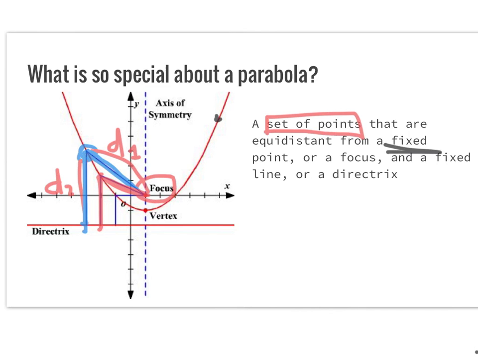It's fixed. We can never change it. So this is from this focus point, a fixed point. I'm gonna draw a straight line, and if I just drop a perpendicular line to this line, called the directrix, the distance will be the same again. So it's once again a set of points that are equidistant from a fixed point, which is the focus, and a fixed line called the directrix. So this is a very special feature of a parabola.